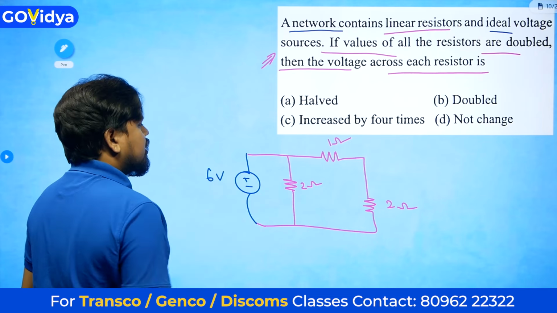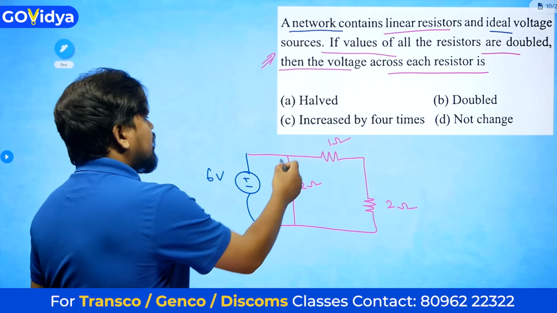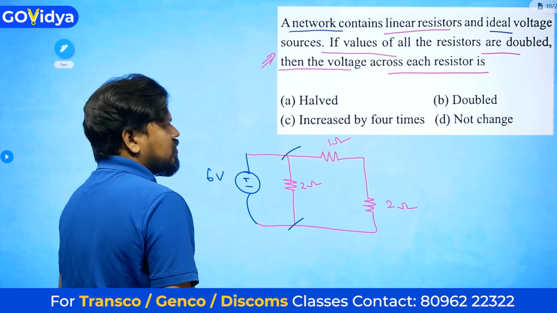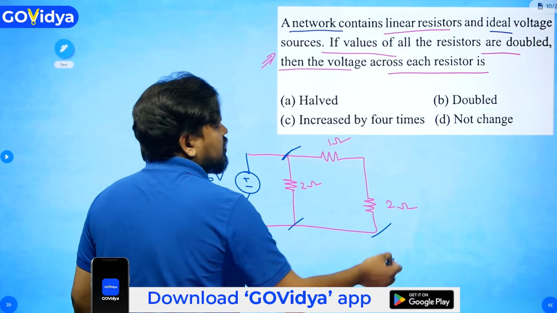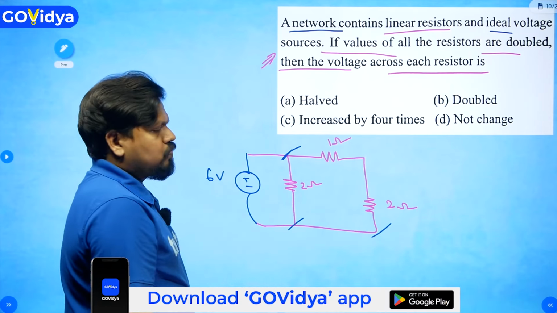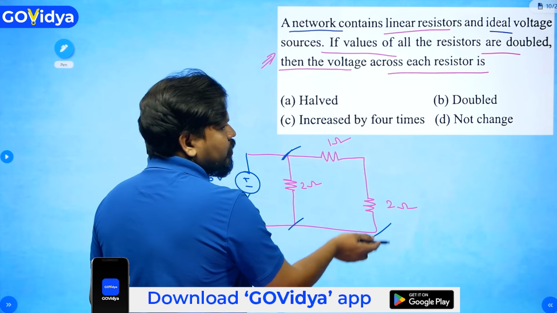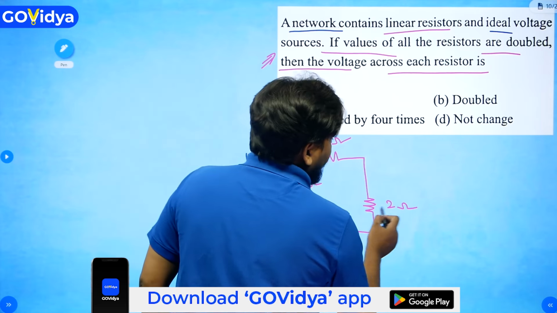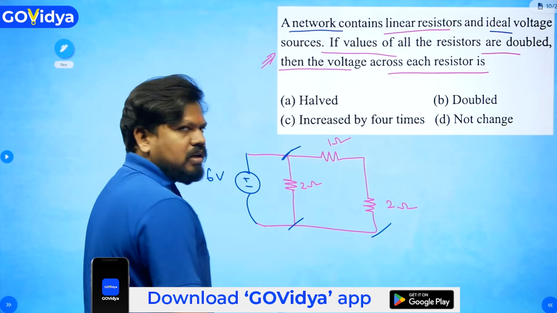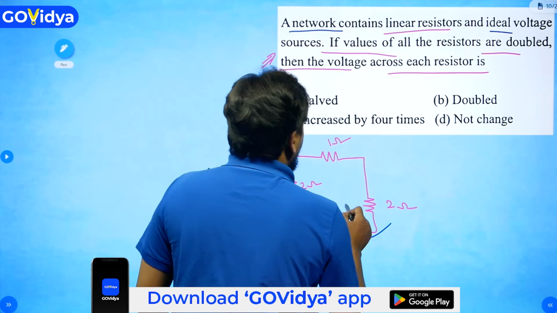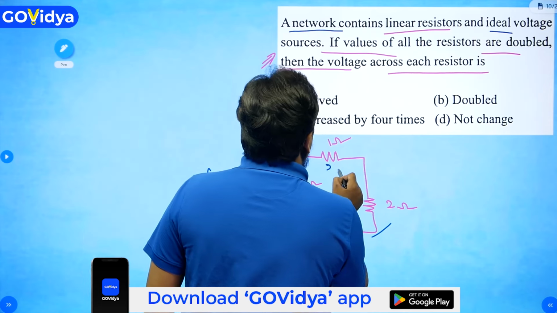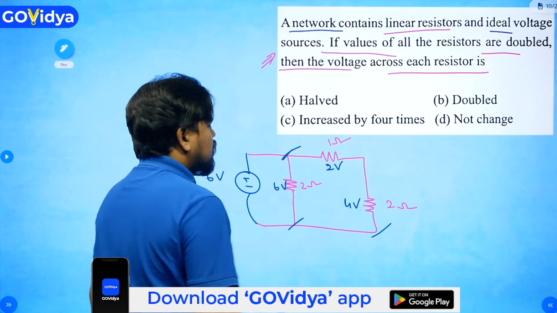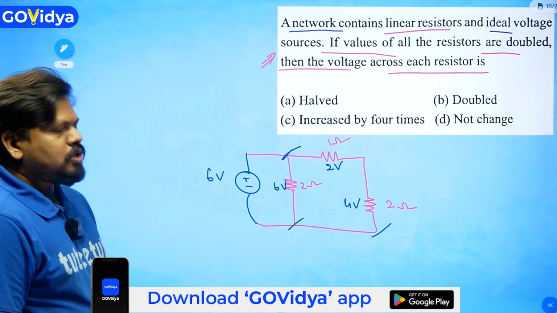I am connecting 6 volt like this. So the voltage across this resistor is 6 volt, and the voltage across these two resistances is 6 volt. That means 6 volt will be divided between these two, as wherever higher resistance is there you will get higher voltage. Here we get 4 volt, here 2 volt, and here 6 volt. This is the voltage distribution happening.